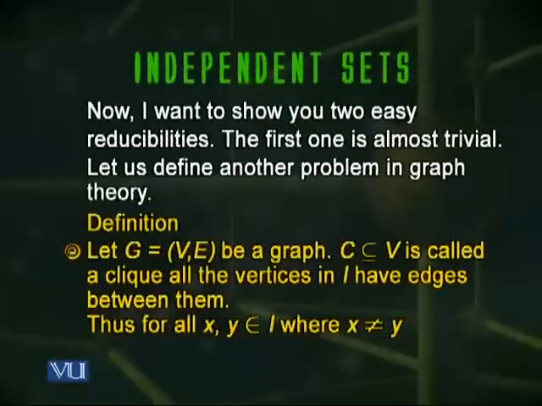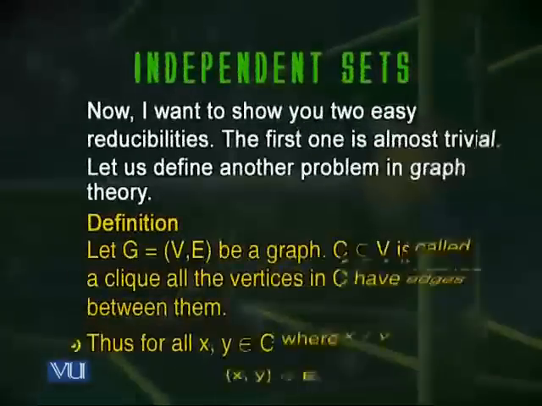Well, let's start with the graph G equals (V, E). Once again, V is the set of vertices of the graph and E is the set of edges. Now let's take a subset C of the vertices and we'll call it a clique if all the vertices in C have edges between them.